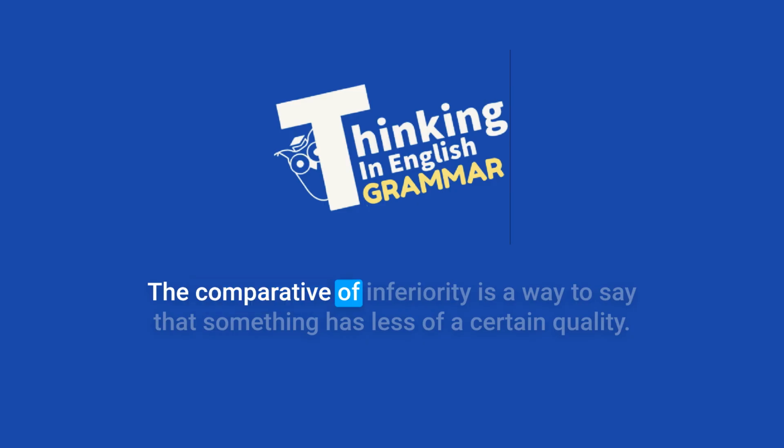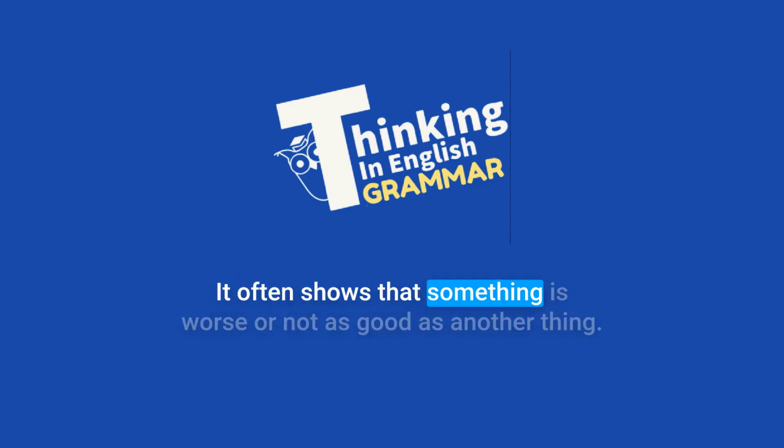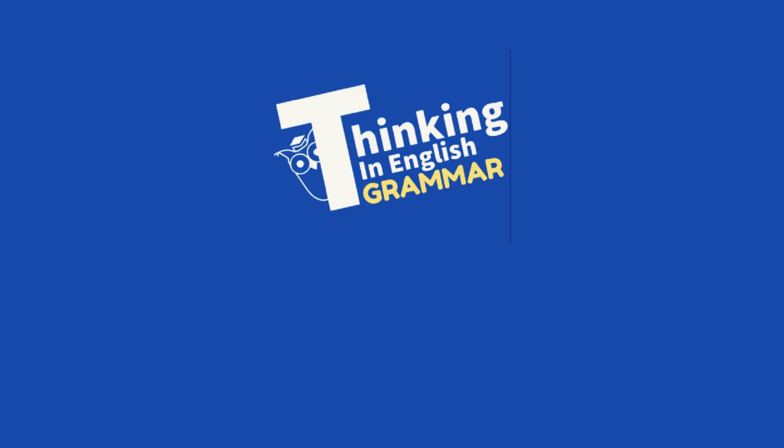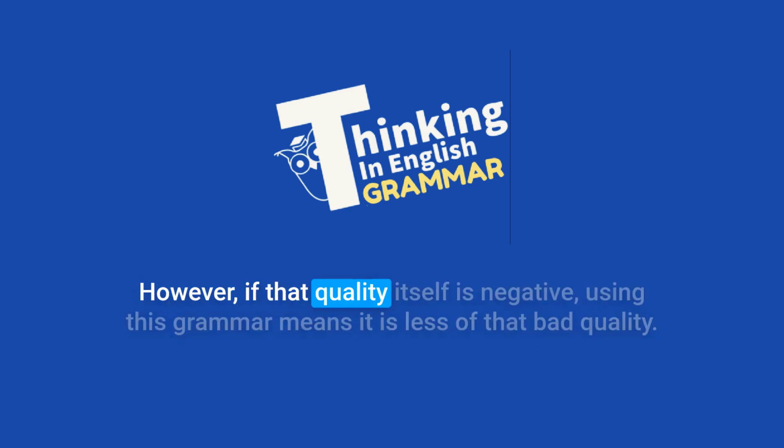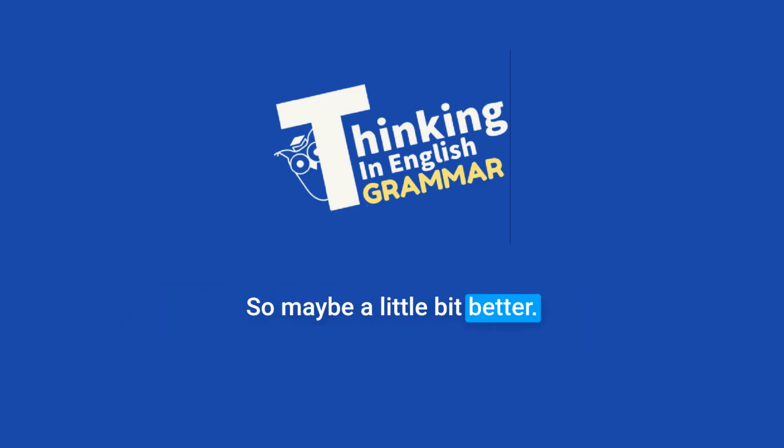The comparative of inferiority is a way to say that something has less of a certain quality, which can be seen as a negative comparison. It often shows that something is worse or not as good as another thing. However, if that quality itself is negative, using this grammar means it is less of that bad quality, so maybe a little bit better.